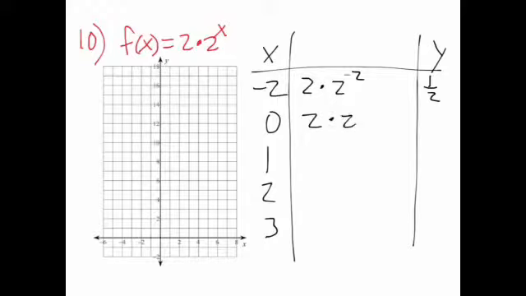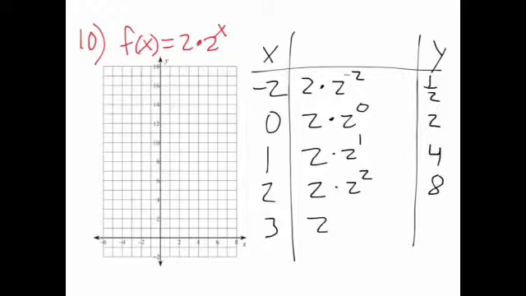2 times 2 to the 0, anything to the 0 power is 1, 2 times that is going to give me 2. And then we got 2 times 2 to the first, 2 is 2, so that's 2 times 2, which is 4. And we got 2 times 2 to the 2nd power, 2 to the 2nd power is 4, 4 times 2 is going to give me 8. And then 2 times 2 to the 3rd power, 2 to the 3rd power is 8, times that by 2 is going to give me 16. So there's my next number there.